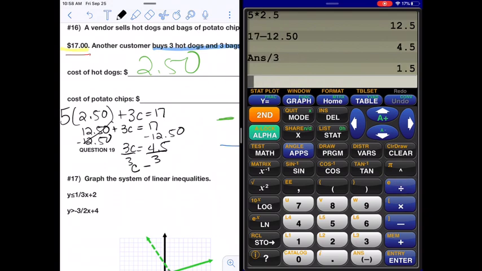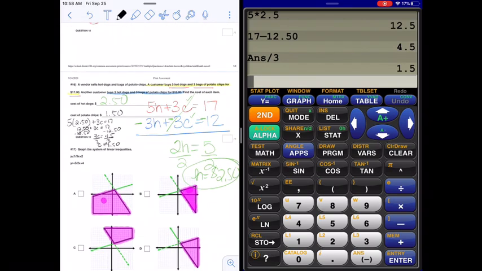And I get that a hot dog is $1.50. Or I'm sorry, a potato chip is $1.50. The hot dog was $2.50. So if I wanted to just check, I could just plug it into the bottom. 3 times my hot dog is $2.50 plus 3 times my chips is $1.50. And that equals 12. So I know that I did that correctly.